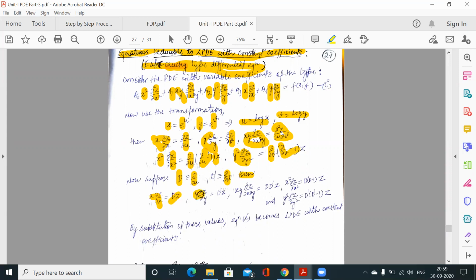Similarly, y ∂z/∂y is equal to what? This is ∂z/∂v, and ∂/∂v is D', so D'z. And xy ∂²z/∂x∂y is equal to ∂²z/∂u∂v. That means ∂/∂u ∂/∂v means D into D'. x² ∂²z/∂x² is equal to ∂/∂u (∂/∂u − 1), so D(D − 1)z. Similarly for y², it is D'(D' − 1)z.